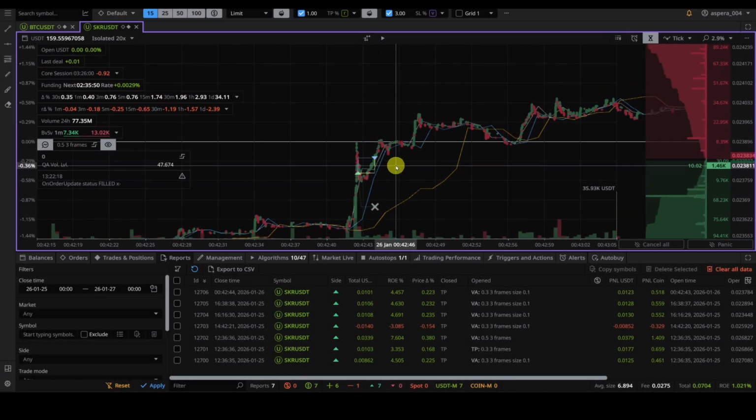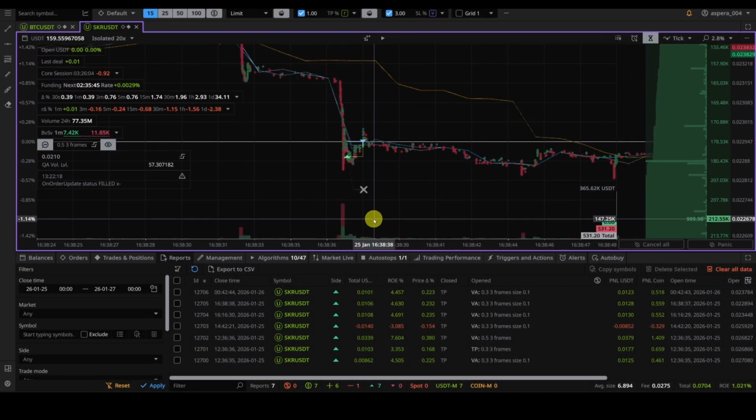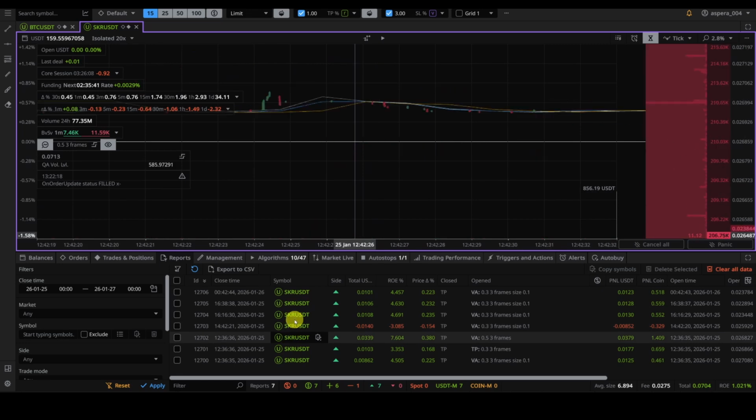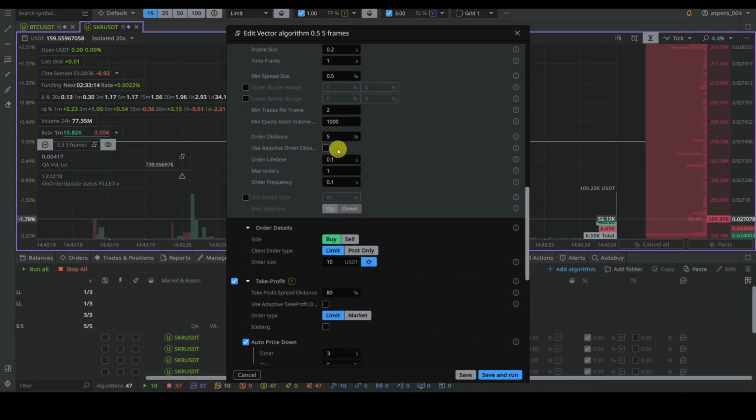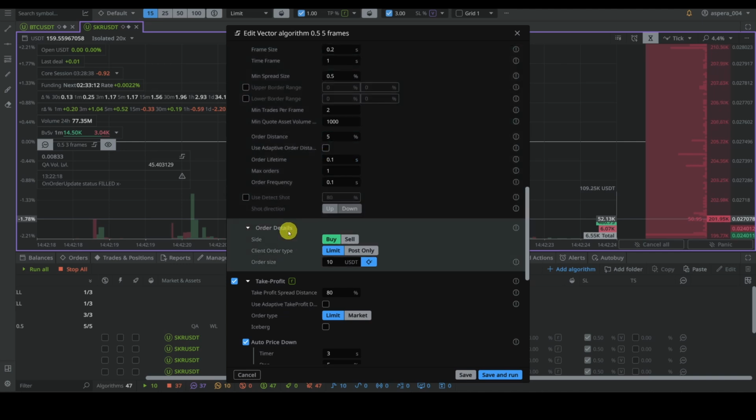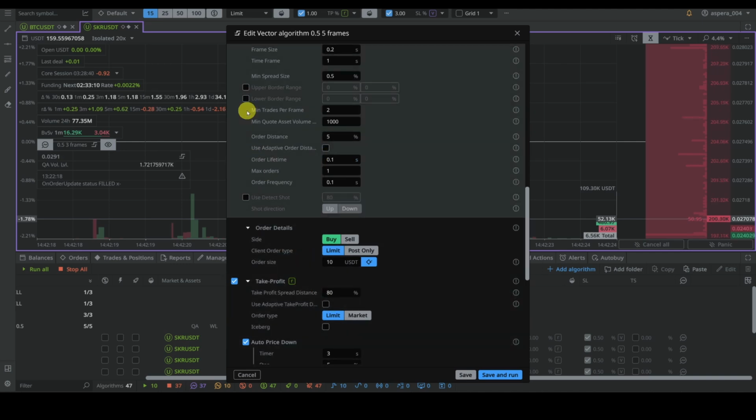Hey everyone! I wanted to finish breaking down everything about the vector in 3 videos. What I had left was pretty much the adaptive options for order distance and take profit, as well as these border ranges and shot detect. But as I dug deeper, it turned out that everything is not as clear-cut as I imagined.